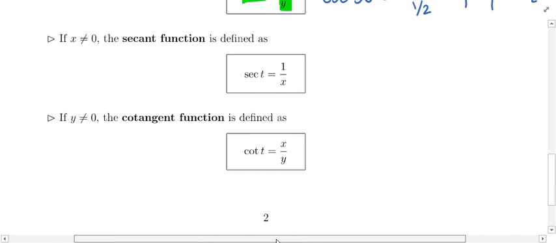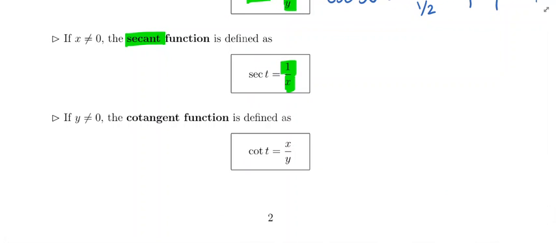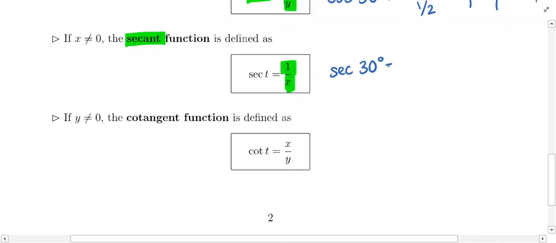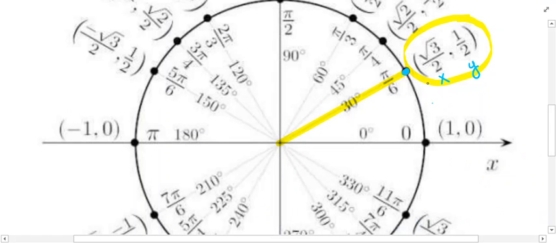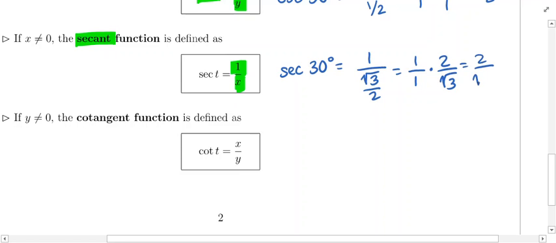All right, couple more. Now if x is not 0, the secant function is defined as follows: the secant of the angle t is equal to 1 over the x-coordinate. So secant is 1 over x. If I want the secant of 30 degrees, I go back to my unit circle, find 30 degrees, grab the point, and grab the x-coordinate, square root of 3 over 2. That goes in the denominator, so this is 1 over 1 times 2 over the square root of 3. So the secant of 30 degrees is 2 over the square root of 3. Rationalize the denominator: multiply across the top and across the bottom. The secant of 30 degrees is 2 square root of 3 over 3.